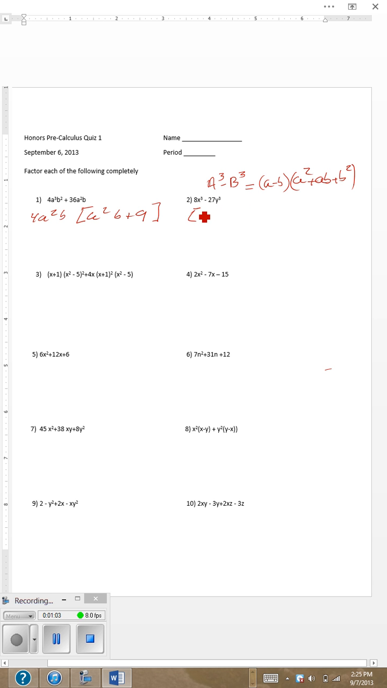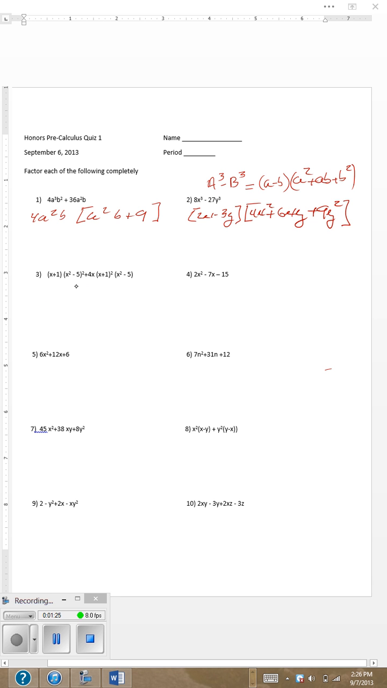This now factors 2x minus 3y and 4x squared plus 6xy plus 9y squared. Factor. This will not factor again. Some people are tempted to want to factor that again. It will not.